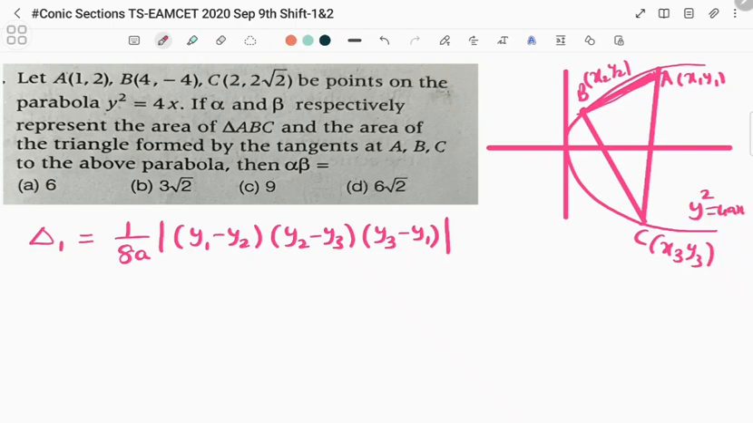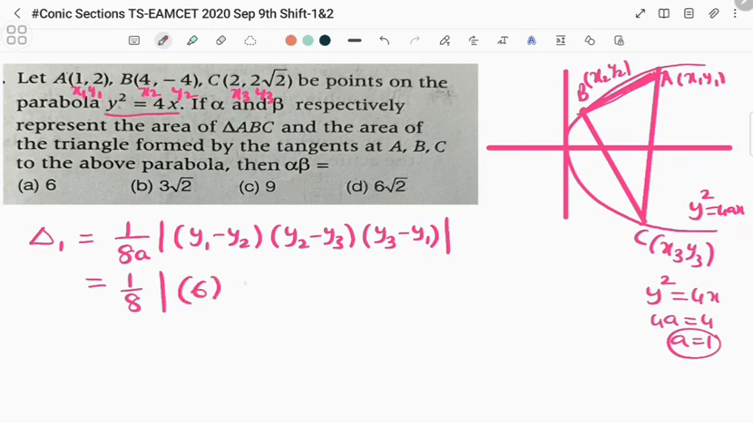According to this question, y square is equal to 4x. Therefore 4a is equal to 4, so a is equal to 1. So a value 1 means 1 by 8 will come. So x1 y1, x2 y2, x3 y3, dear students, substitute in this. y1 minus y2 is 2 minus of minus 4, that is 6. y2 minus y3 is minus 4 minus 2 root 2. y3 minus y1 is 2 root 2 minus 2.